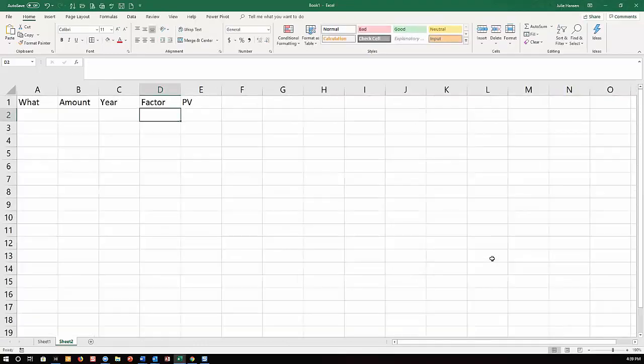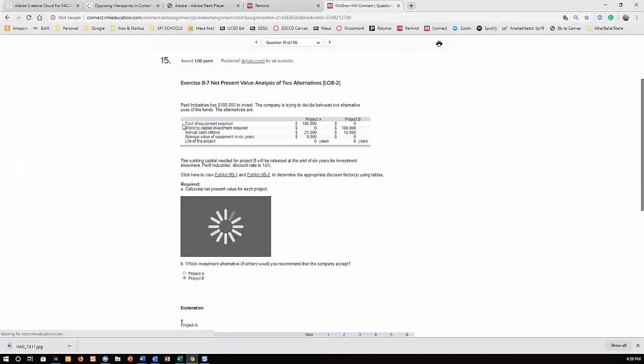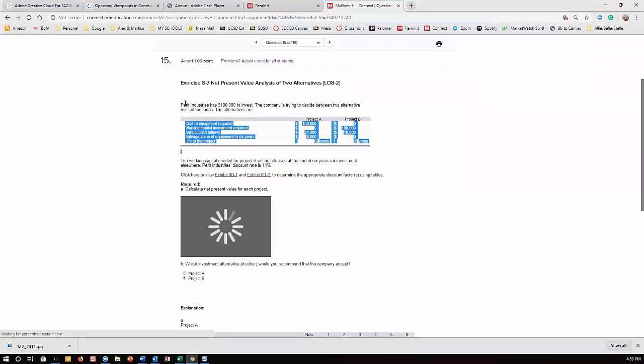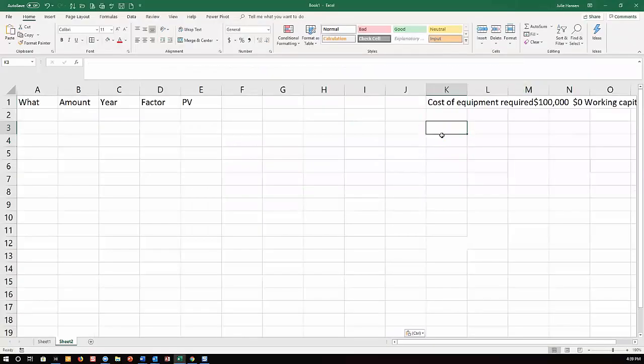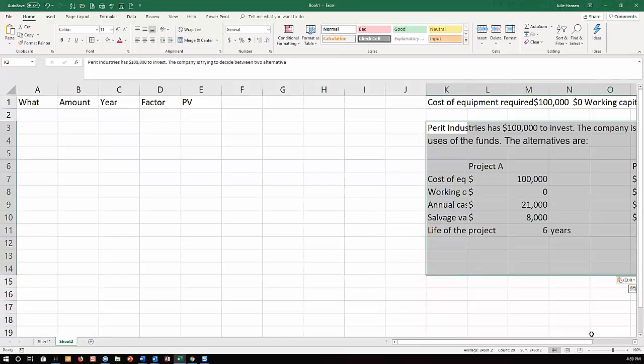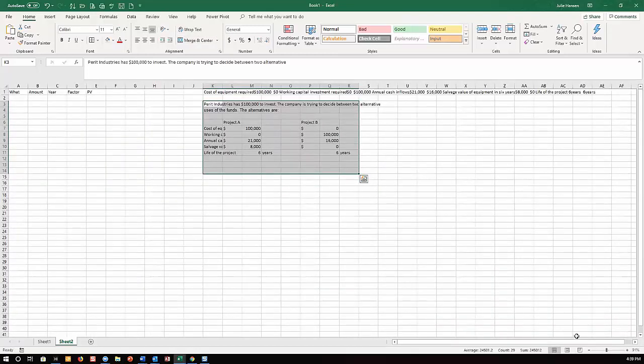All right, so I'm going to just copy this stuff over and hope it copies. I don't know if it's going to copy. Oh, that's not going to work. Let's go like this. I have to shrink this down. Okay, here we go. So the cost of the equipment is $100,000.